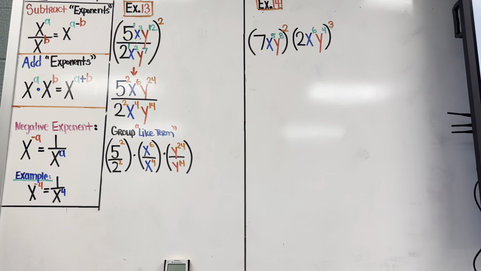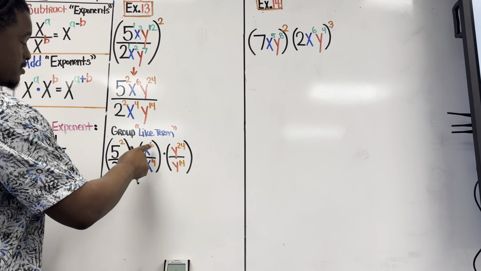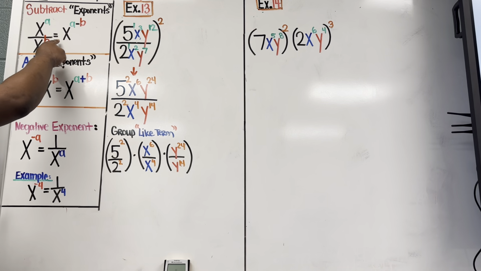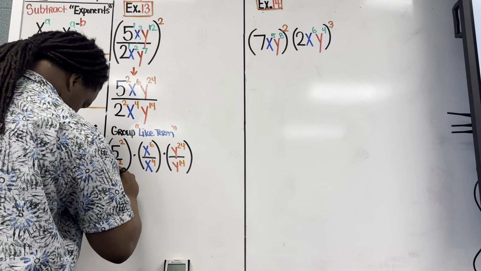Now, ladies and gentlemen, we're almost done. Remember, the last step when it comes to dividing values that have exponents: as we divide the values, we're going to subtract the exponents. All right, let's start off with our coefficients. 5 squared is just like saying 5 times 5, which is 25. 2 squared is just like saying 2 times 2, which is 4. So we have 25 over 4 times parentheses.